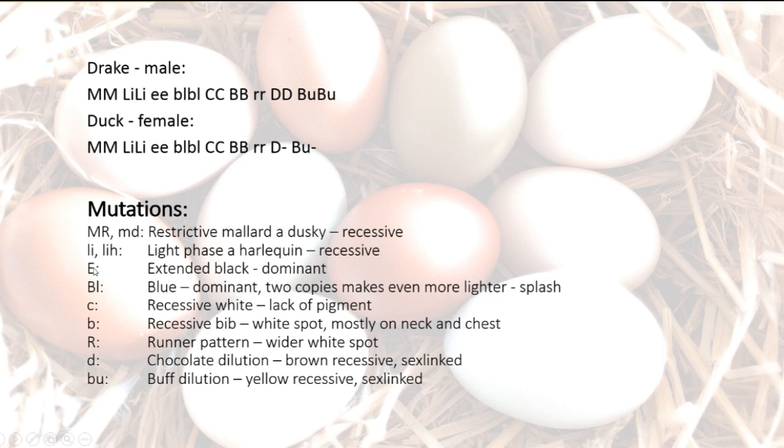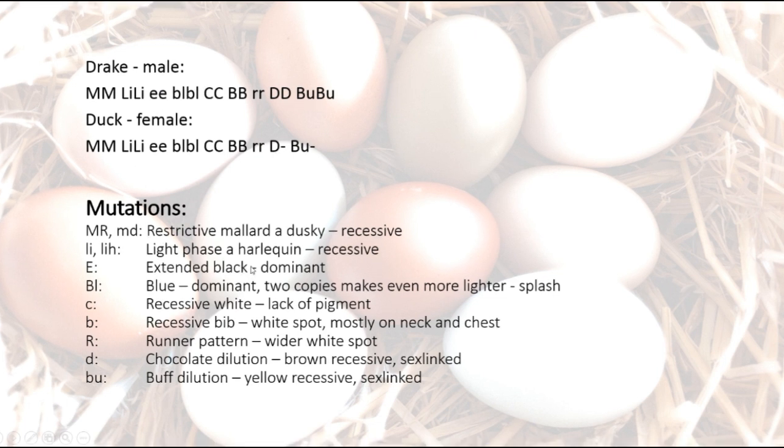Another one, mostly common, is extended black, which is dominant against the original one. It extends the black plumage across the whole body of the birds. Another one, blue, that's dominant. There is a difference between one copy or two copies. If two copies of the blue are present, it's even lighter. It's mostly known as splash. Another one is recessive white, a lack of pigment that actually covers all of the other colors, so it stops pigment from appearing on the plumage.